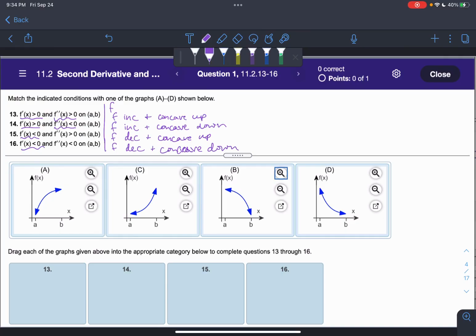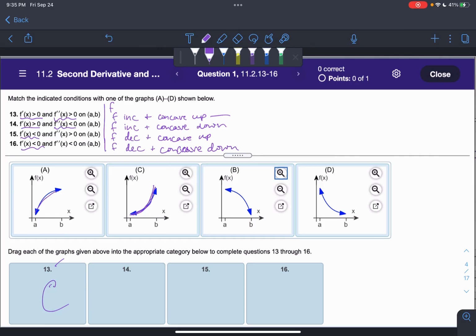Okay, so now let's match it. I'm going to match 13. We were looking for something that's increasing and concave up. So this is increasing, concave down. This is increasing, right? Left to right. And it's concave up, right? It kind of looks like a bowl. If you filled it up with, I don't know, milk or something, it wouldn't spill out. Whereas in A, if you filled it up, it would spill out this way. Whatever you like to visualize for concavity, just roll with it. But our answer is C.